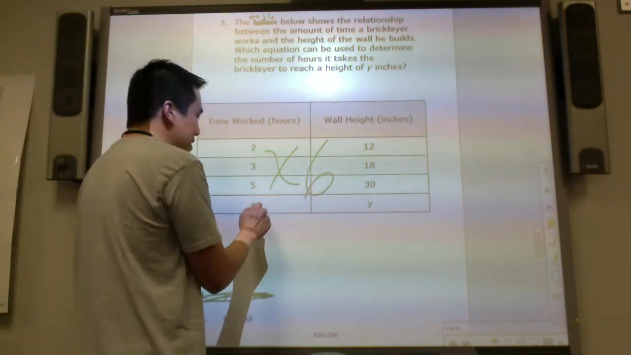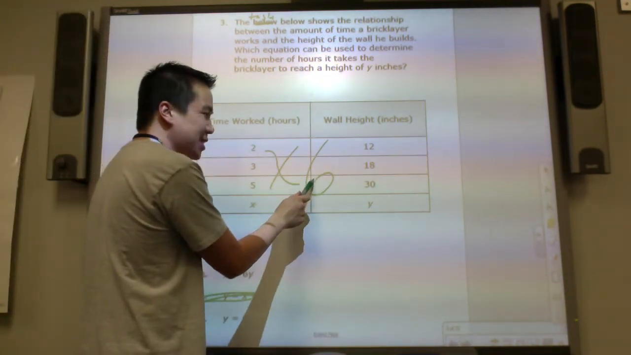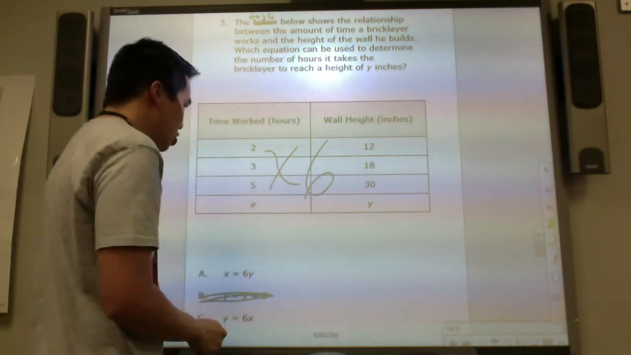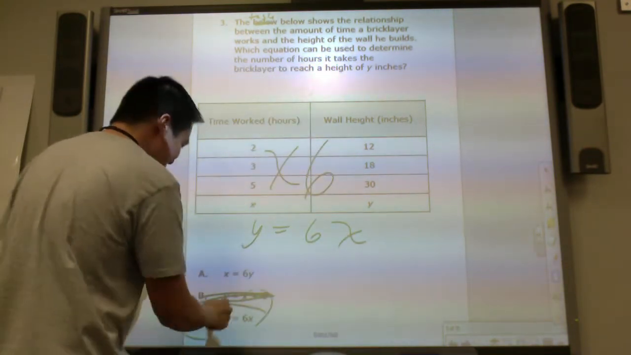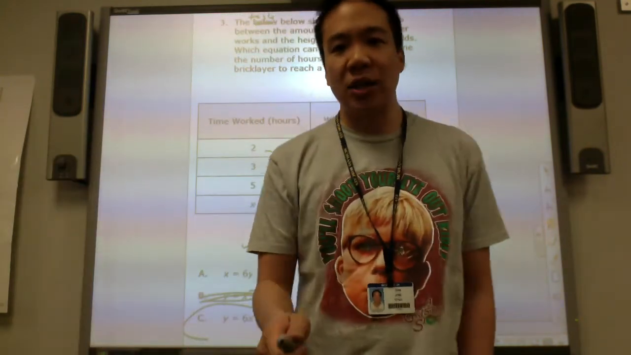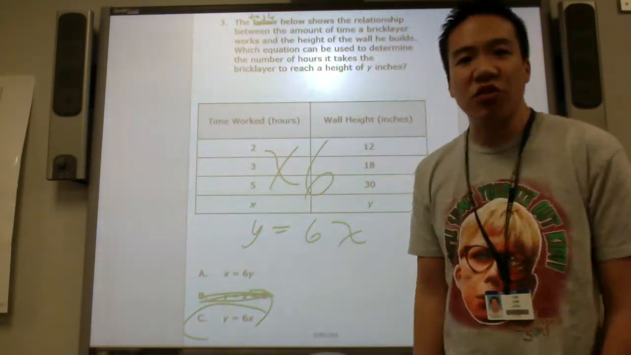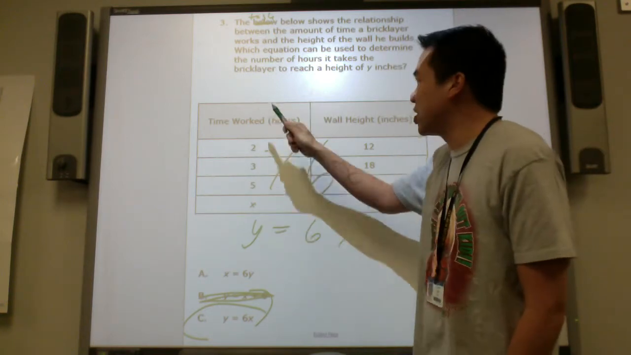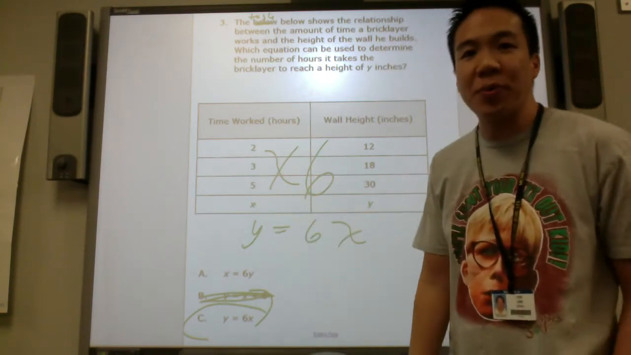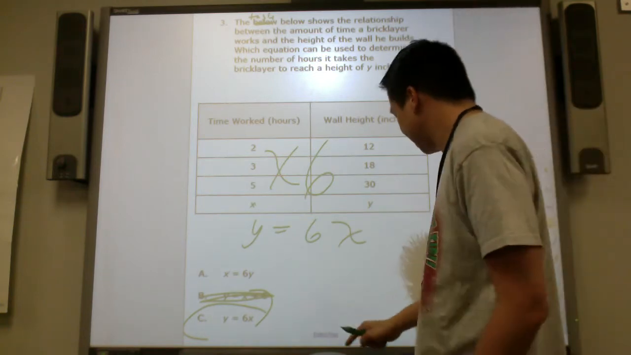But if this is X, what are you multiplying the 6 by? By the letter X. So it's y equals 6x. So it must be C. Do not get tricked by the other one. The other one is to trick you. So again, you're multiplying the 6 by what number? The input, which is the time worked in hours, which is represented by the letter X.